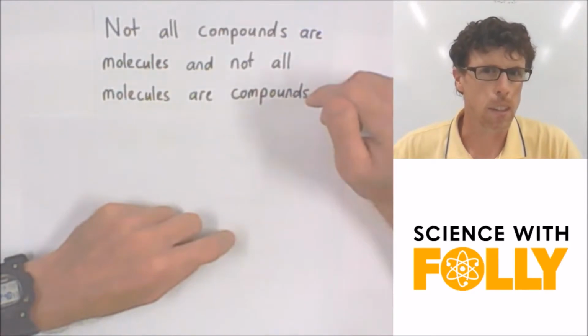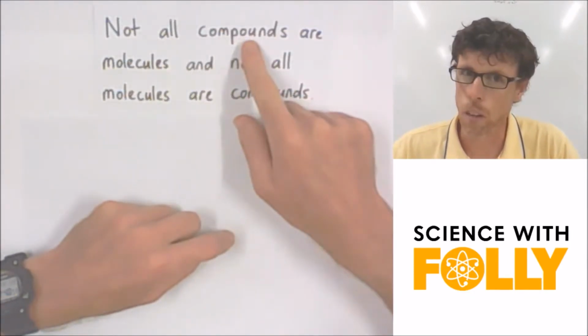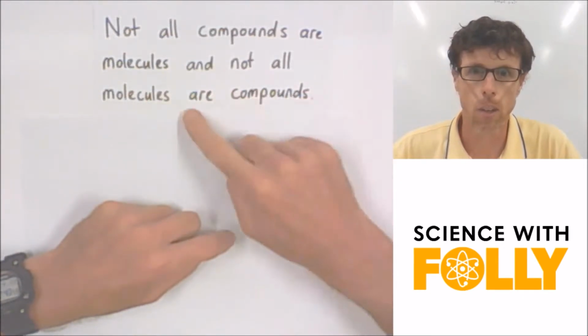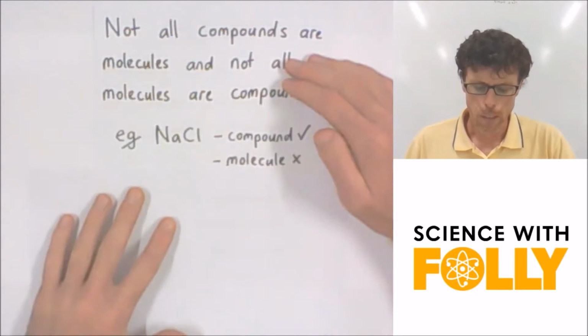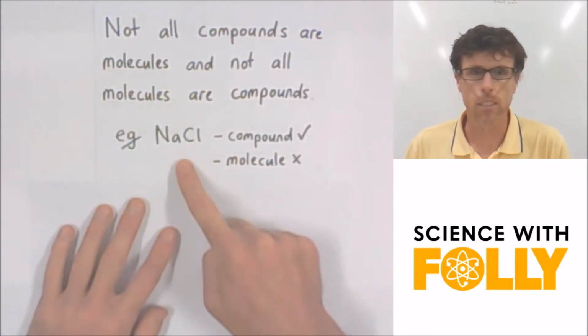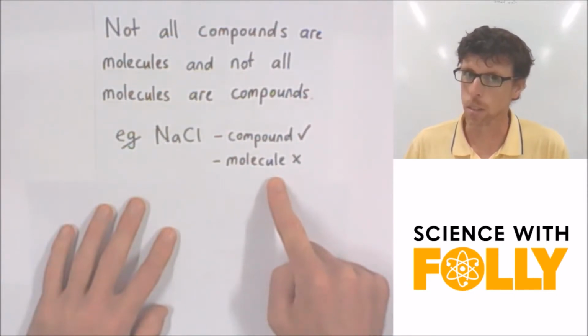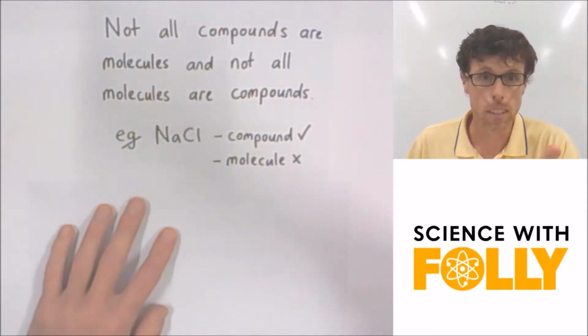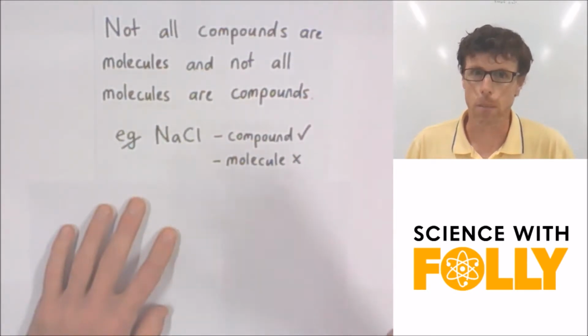One thing we need to think about when learning about molecular substances is that not all compounds are molecules and not all molecules are compounds. Hopefully you know this already. For example, NaCl, sodium chloride, is a compound, but it's not a molecule. What is NaCl? That's right, it's an ionic compound, but it's not a molecule.